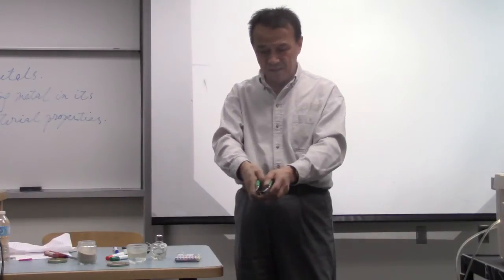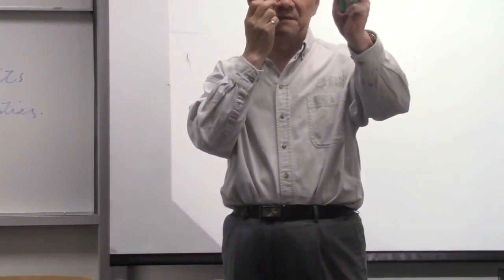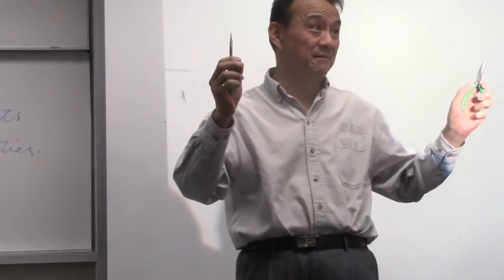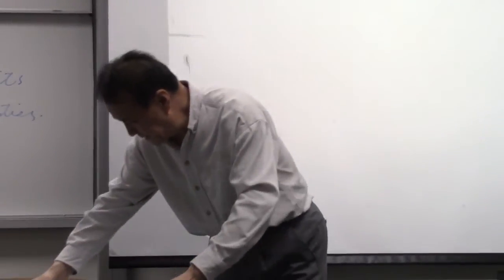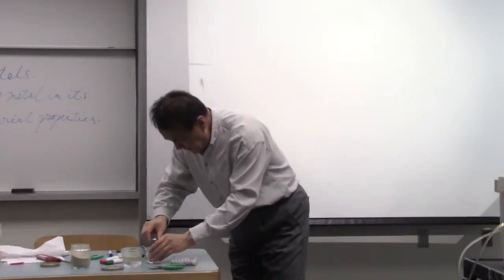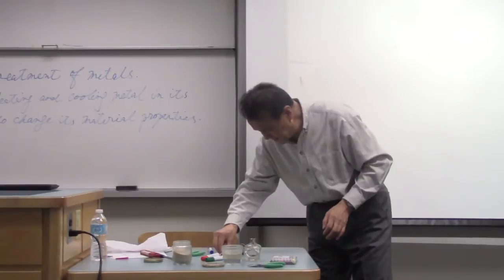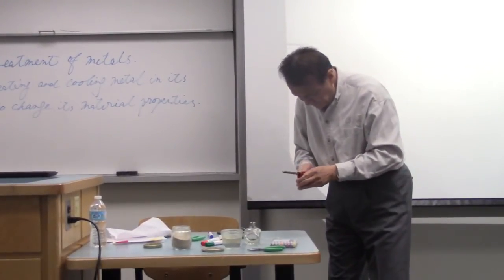You need some kind of force to change its shape. I change the shape permanently. That means I generate some plastic deformation right now, right? Everybody understand that? Okay, now, if I do heat treatment. Heat treatment means I increase the temperature to a certain level.